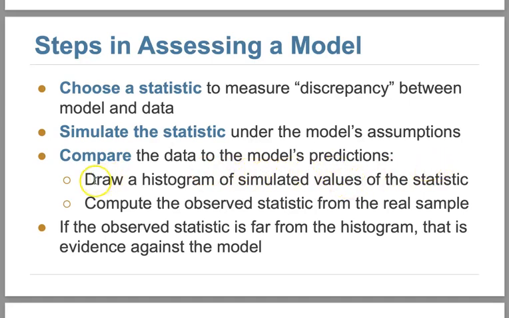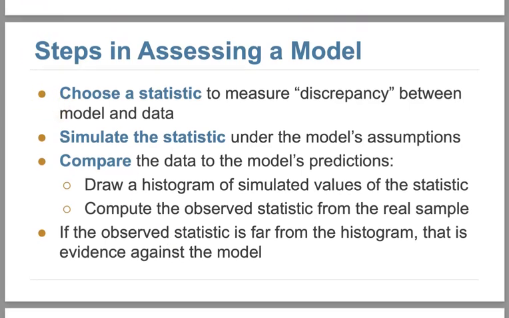So for categorical data, we draw a histogram of the simulated values of the statistic. Then we compare it with the observed statistic from the real sample. If the observed statistic is far from the histogram, the evidence is against the model. So that's a quick review of what we have from lecture 16.